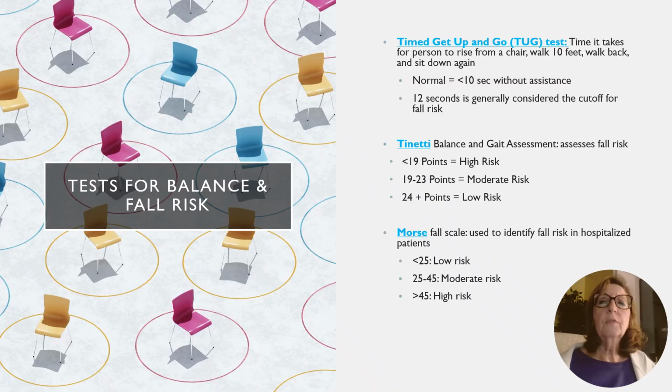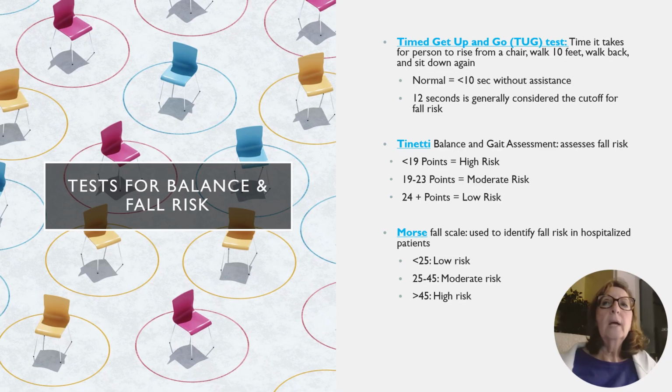There are several different tests that can be used to check for balance and fall risk. One of them is the TUG test, the timed get up and go test. What they're doing is measuring how long it takes for a person to get up out of a chair, walk 10 feet, turn around, get back, and sit down. If the patient takes longer than 12 seconds, they're generally considered a fall risk.